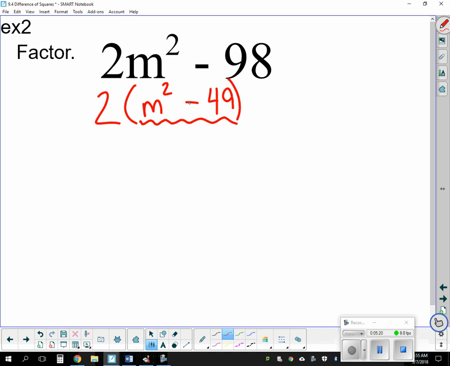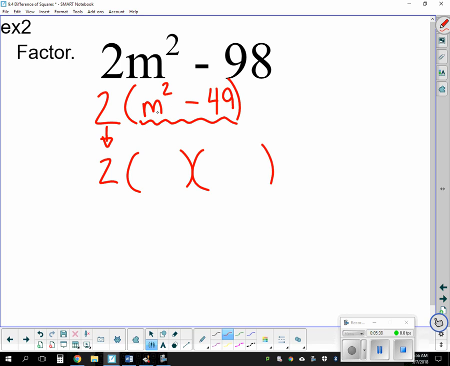Yes. Is the first thing something squared? Yes. Is the last thing something squared? Yes. So I can factor this into a difference of squares. I need to make sure I leave 2 in my answer. That needs brought down, that GCF. And then I have 2 sets of parentheses.